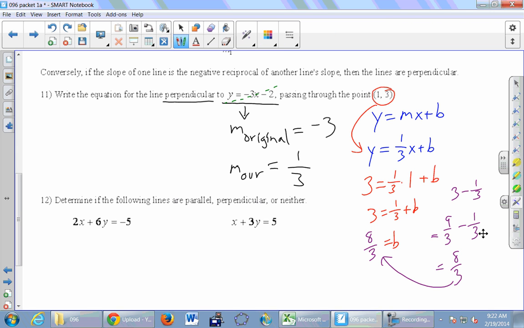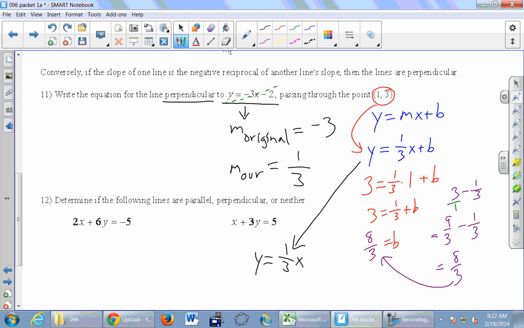9/3 was kind of a miracle. What we had to do was, we had this denominator of 3, so we need to get this guy over here to have a denominator of 3. So just change 3 into 9/3. Okay, so then I think we're just about done. So that means that the equation of our line can come from here now. y equals 1/3 x plus, and then we just did all that work to get the b. Turned out it was 8/3. Ta-da. So that's the equation.